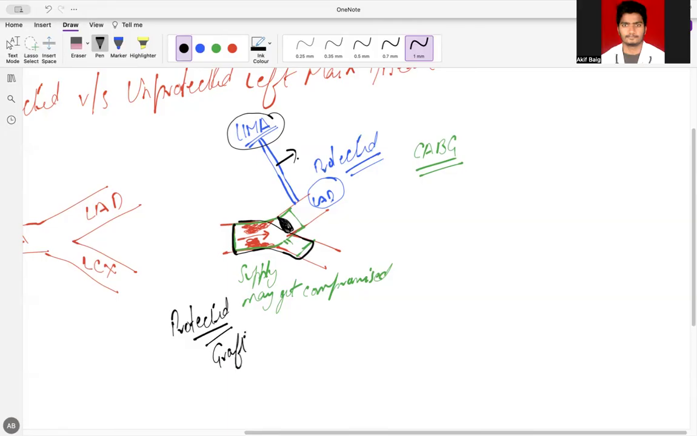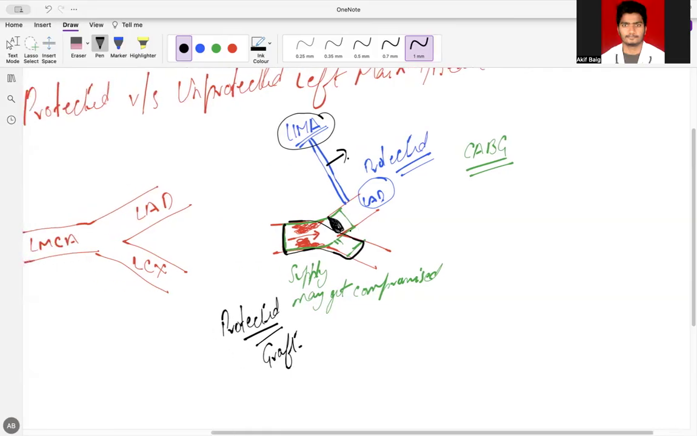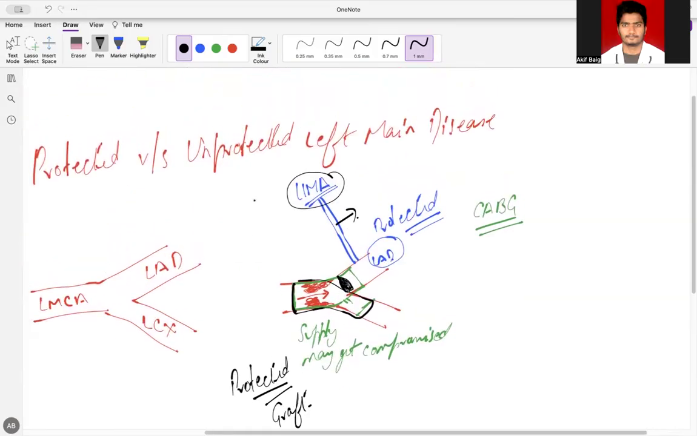What do you mean by unprotected? It means that there is no graft, and thus this bifurcation itself is a risk for intervention. This is important because an unprotected left main disease will have a very high chance of mortality during the procedure, whereas protected will have a very low chance of mortality because the vessel is itself protected.